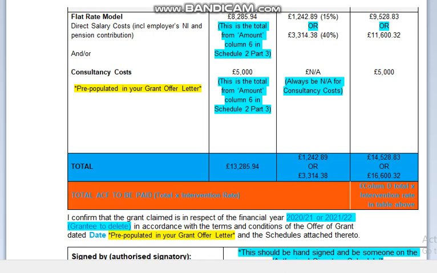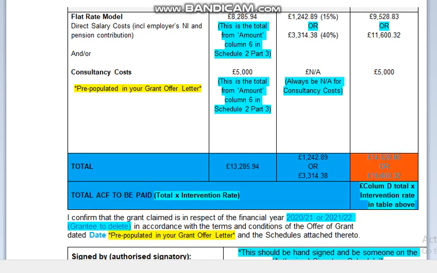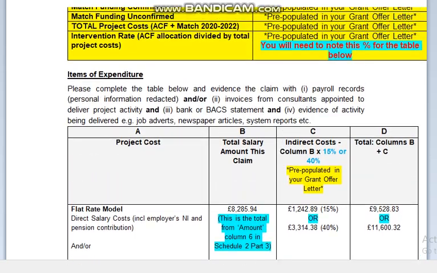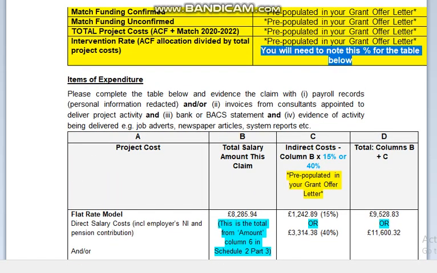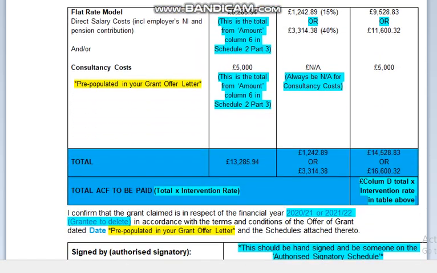This line here is the intervention rate line. So if it's 100%, this box here will be exactly the same as the box above it. If there's an intervention rate applied, this box here will be this box times the intervention rate, which is at the top, which is there. And that will give us the amount that we are eligible to pay you.